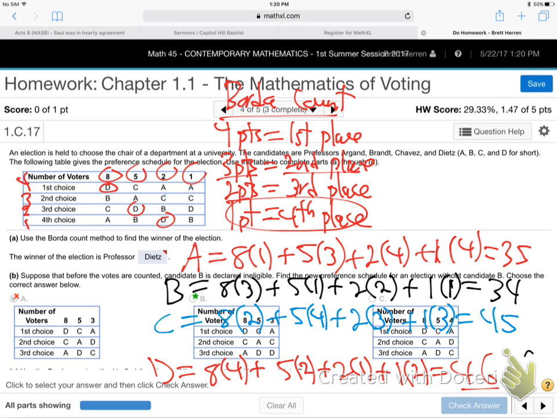Barely D won the battle. So D got the most points. So you see how that works? Just giving different points for the preference level.